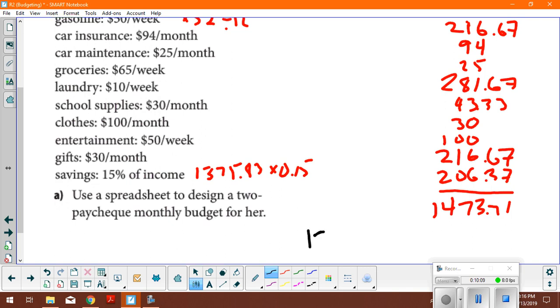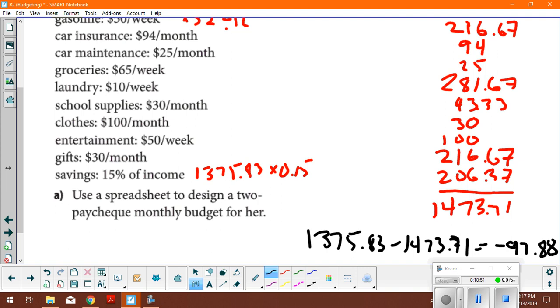So, all right, 1375.83 minus 1473.71, that's negative $97.88. Okay, so right now it just said to design a budget. It didn't say it had to be balanced, so technically we'd be good here. But let's briefly talk about the balancing aspect. If I wanted to balance this budget, that means I need to cut about $100, right? 97.88. So where could I cut that from would be the question.